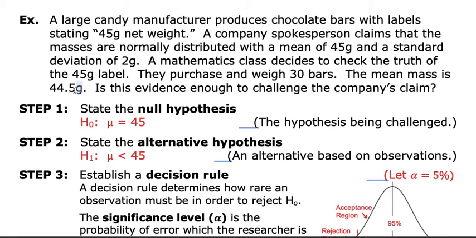So 44.5 is less than 45 grams, the claim of the company. Now the claim is going to be our null hypothesis, step 1. Our null hypothesis will always be an equality statement. They're claiming a specific value for the center of the data, the mean. The alternative hypothesis is based on your observations. If you conduct an experiment and you see that, in our case, 44.5 is less than the null hypothesis, then an alternative hypothesis would be that it's less than 45.